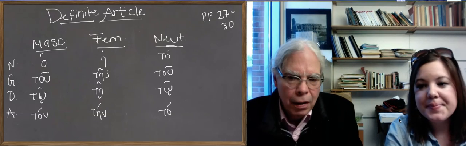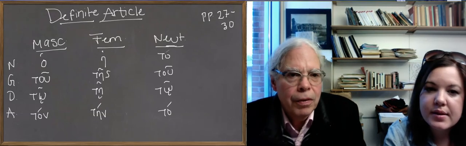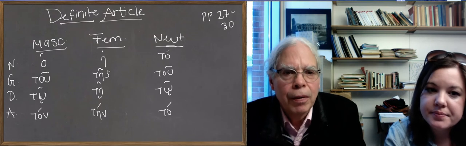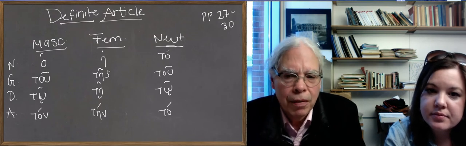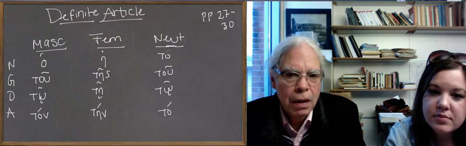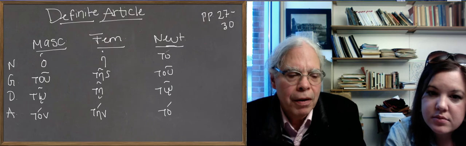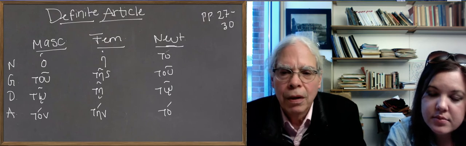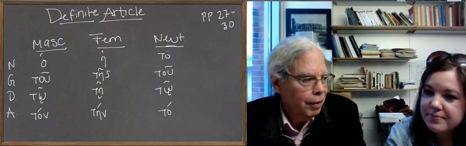Okay, so we're still on Unit 1. Belisi has put the page numbers of what we're talking about here. This is page 27 through 30 in Hansen and Quinn. We're talking about the definite article. This is a word that means "the" in Greek, okay?